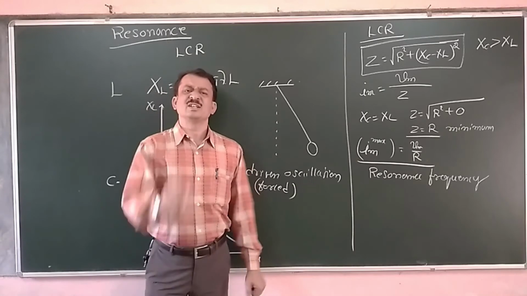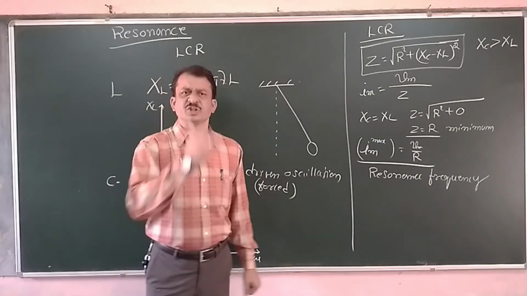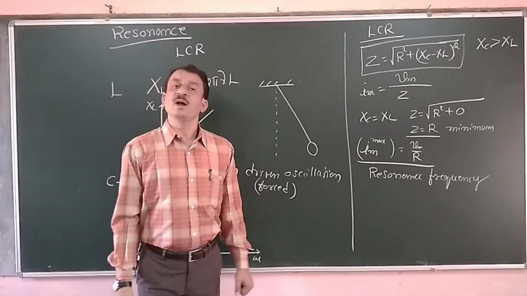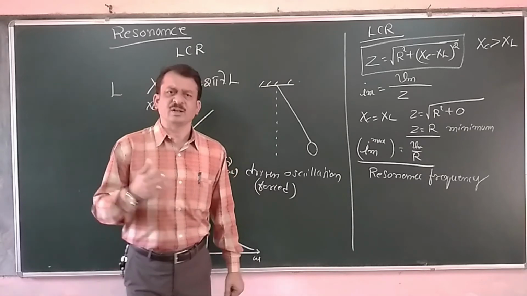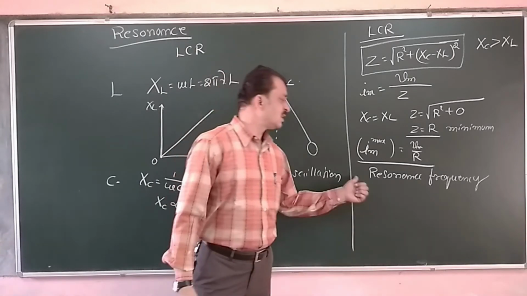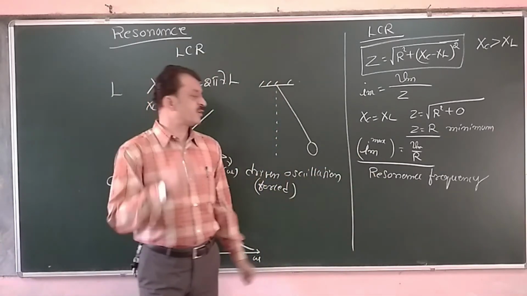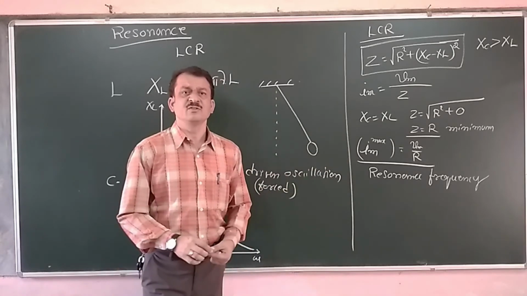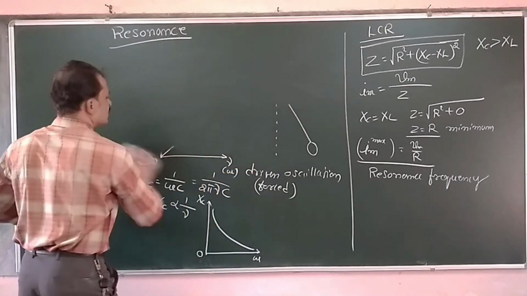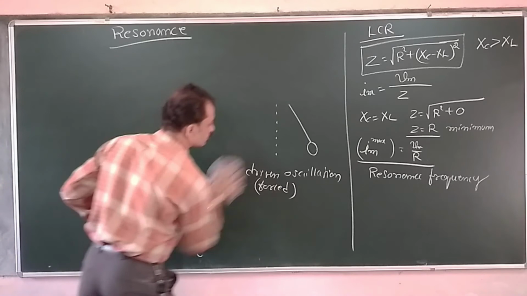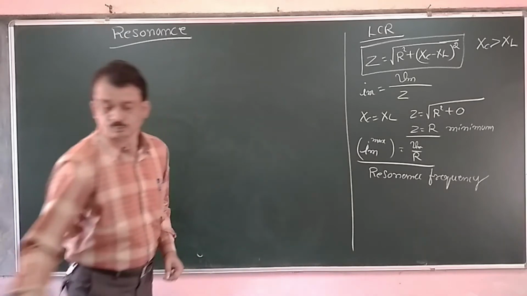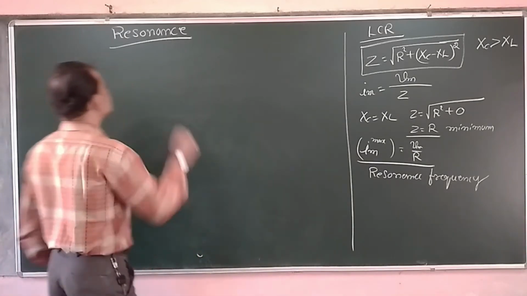In other words, resonance is a phenomenon at which the impedance of the LCR circuit is minimum and the current is maximum. The phenomenon at which the impedance of the LCR circuit is minimum and the current is maximum is called resonance, and that particular frequency is also called the resonance frequency. Now we are going to derive the expression for resonance frequency. Okay, we will work it out. Now, what is the condition for resonance?